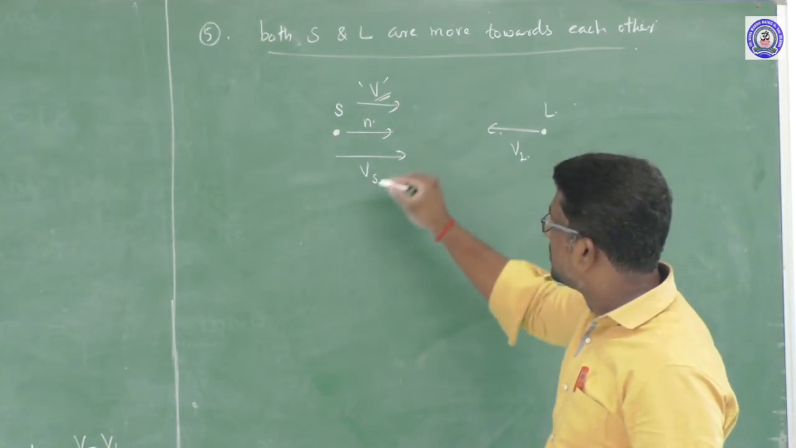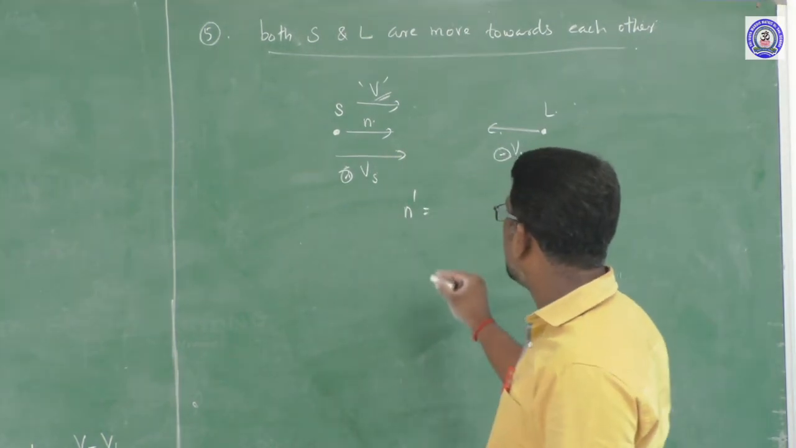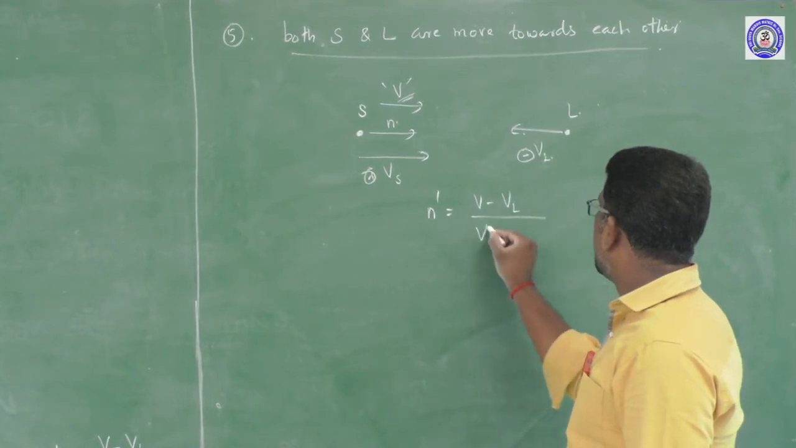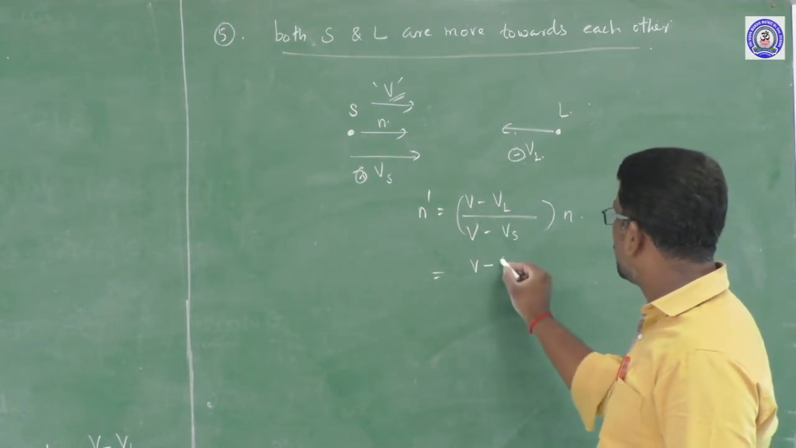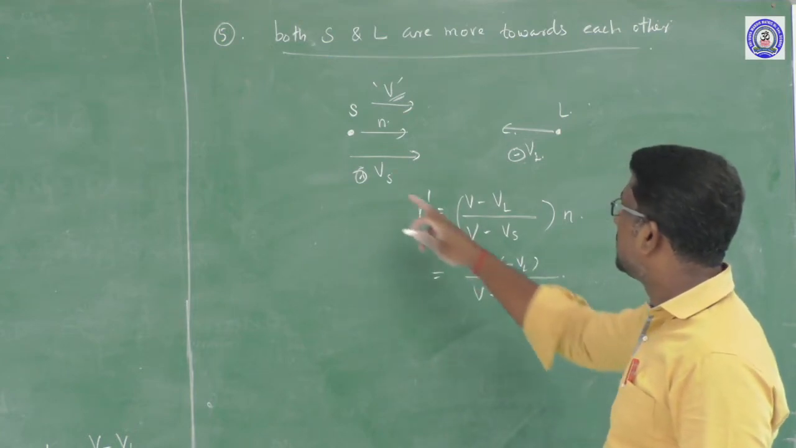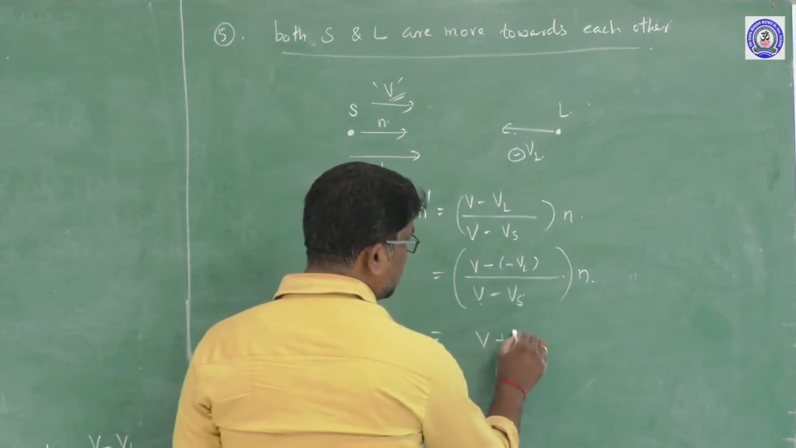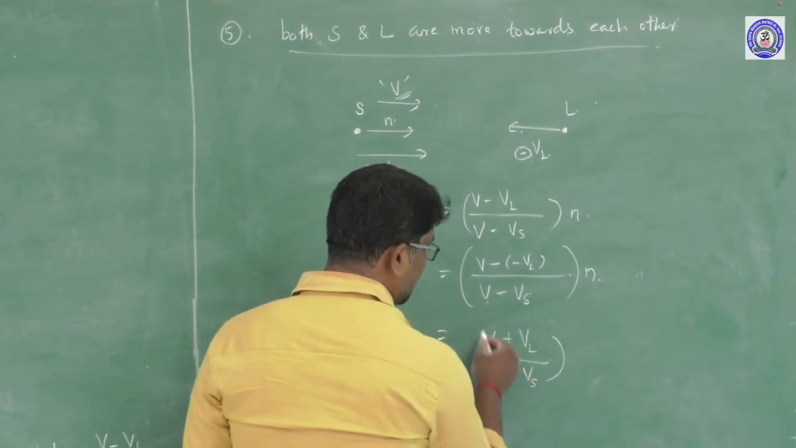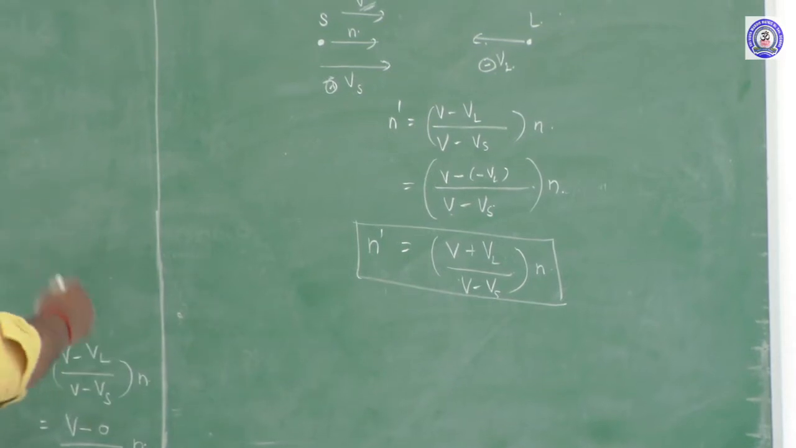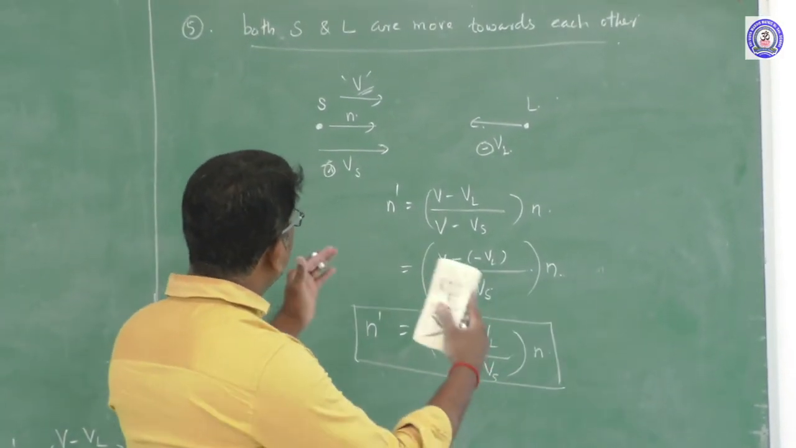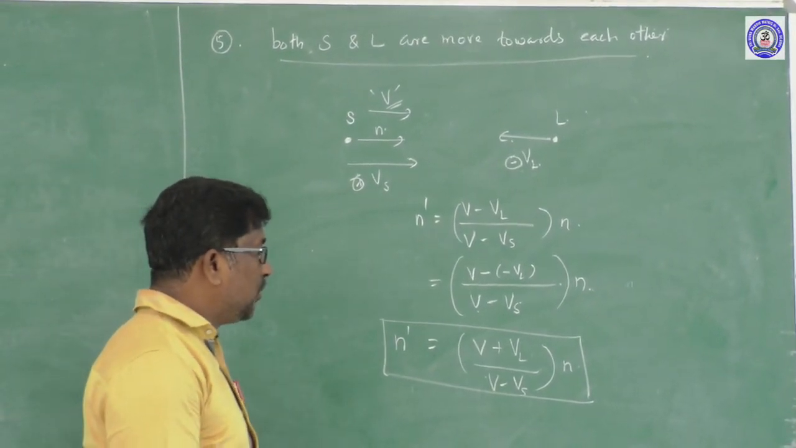Right? Here both source and listener are moving towards each other. Here Vs and V are in the same direction, so it is positive. But VL and V are in opposite direction, so VL is negative. Apparent frequency formula: N prime is equal to V minus VL divided by V minus Vs into N. Here the velocity of the listener is negative, so minus VL becomes plus VL, divided by V minus Vs, where the velocity of the source is positive, so no change, into N. So the apparent frequency of the sound wave measured by the listener when both the listener and the source are moving towards each other is given by the formula N prime is equal to V plus VL divided by V minus Vs into N.